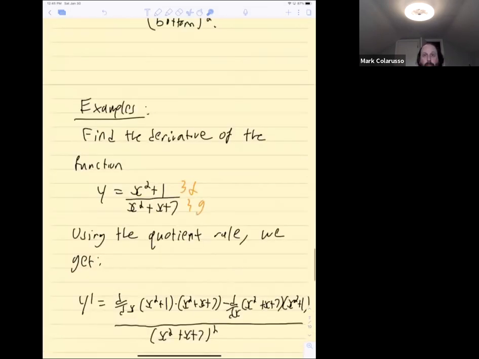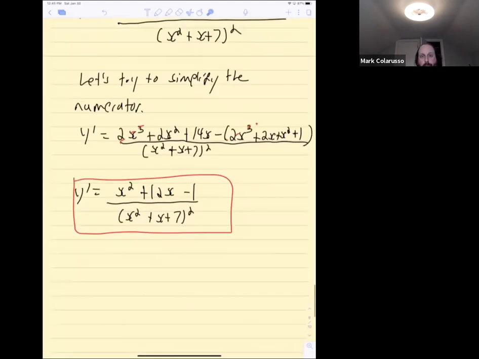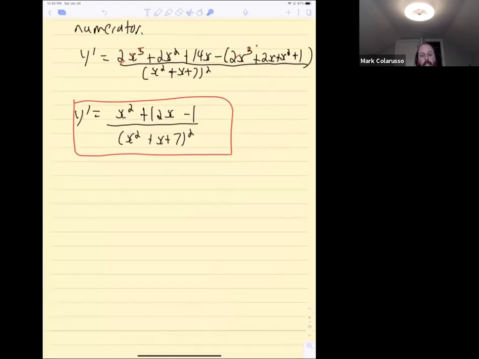So before I do the next example, which is a bit more involved, let me make some notes or remarks about common mistakes that are made with the quotient rule.